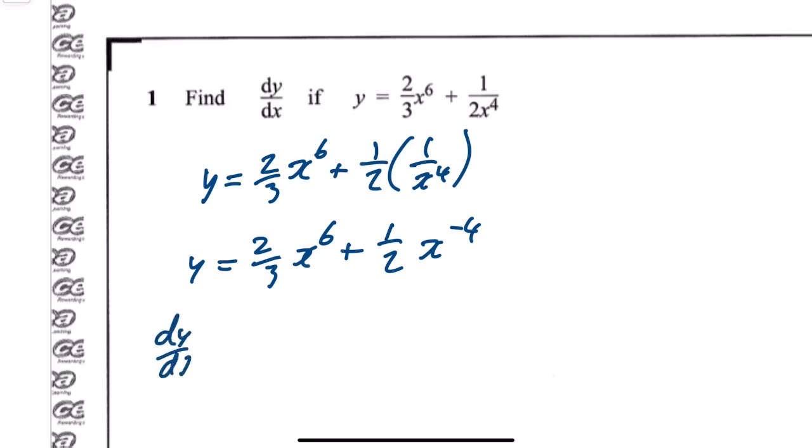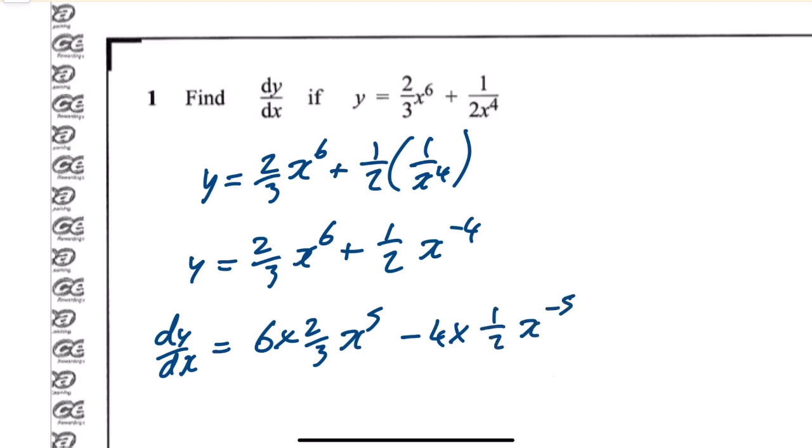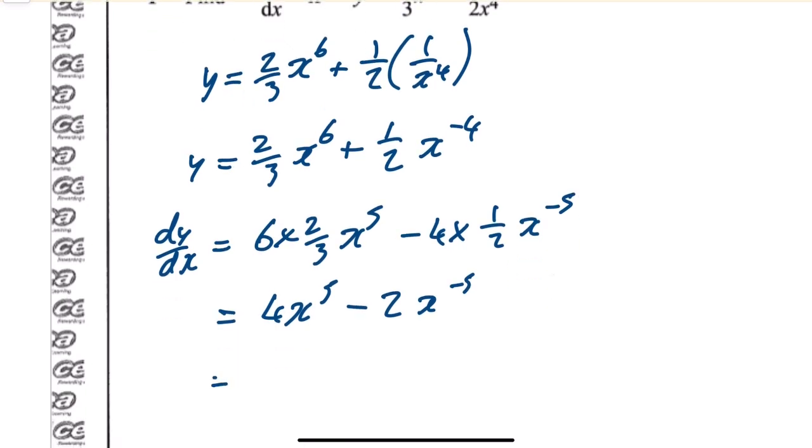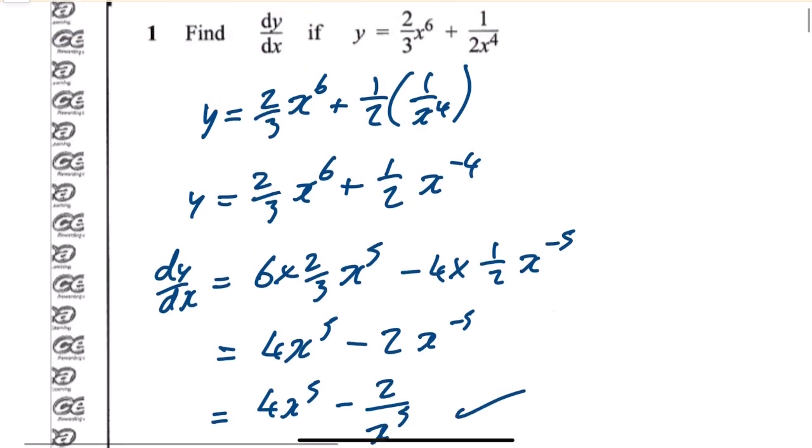So when you differentiate, you multiply by the power. That 6 comes down and multiplies to 2/3, and you reduce your power by 1. You multiply by the power, so that minus 4 comes down and multiplies the half, and the power of that goes down by 1. If you do that out, you'll get 4x to the 5, then minus 2x to the minus 5. If you sort that out, I would put it back as minus 2 over x to the 5, and I'm sure I'm going to get the only 2 marks for this question.